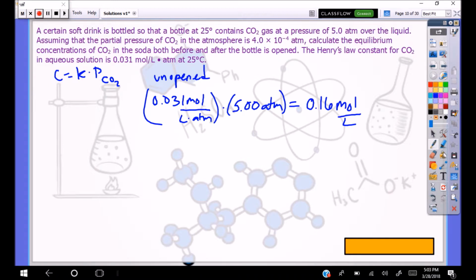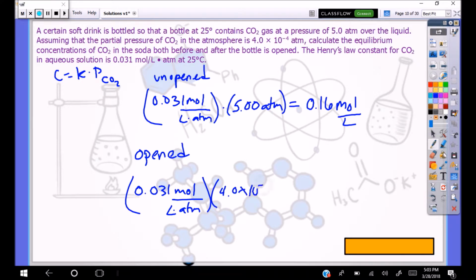Once I open the bottle, obviously it's going to sit for a little bit. Bubbles are going to come out of solution, and I would expect that my concentration would decrease. So sure enough, let's check. 0.031 moles over liter atmospheres times 4.0 times 10 to the negative 4th atm, and I would end up getting 1.2 times 10 to the negative 5th moles per liter. Okay, so the concentration does go down significantly as a result of opening the bottle, which makes sense.